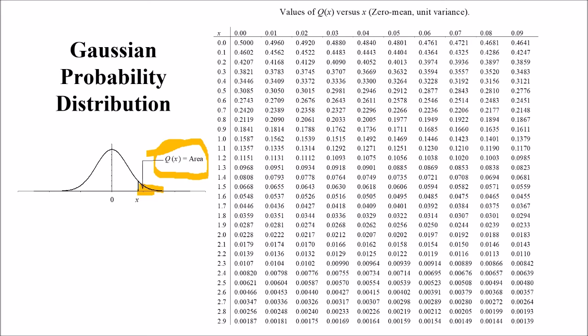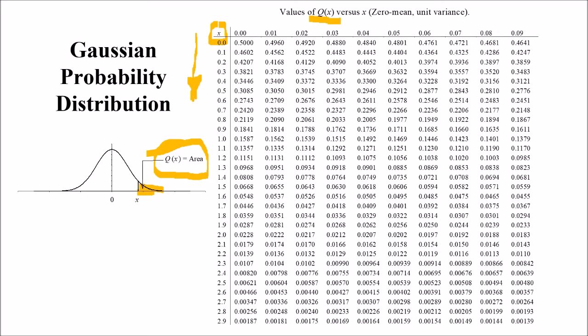And the way this gives us the value of q of x, the area underneath the curve, is we look up the value of x, which runs, first of all, the first digit runs down the rows.